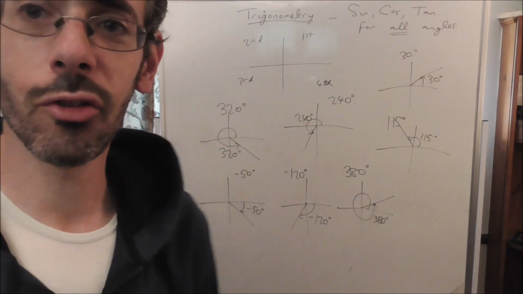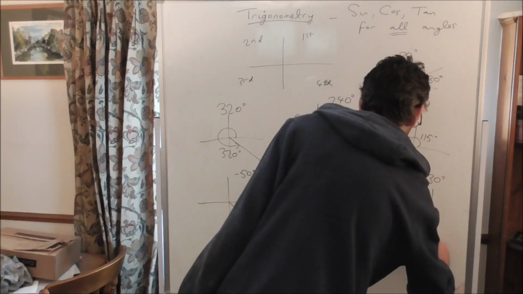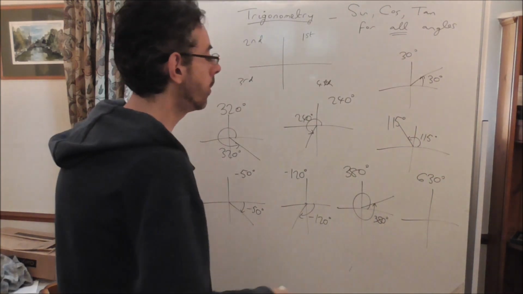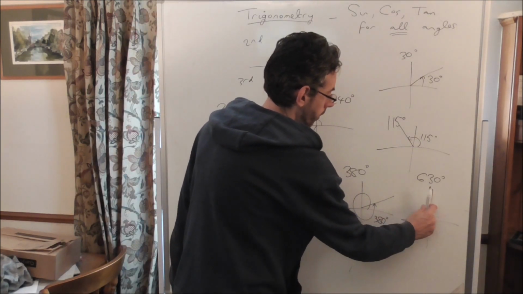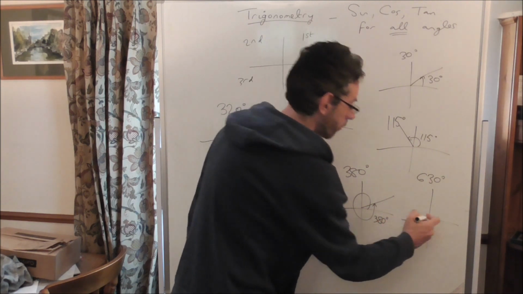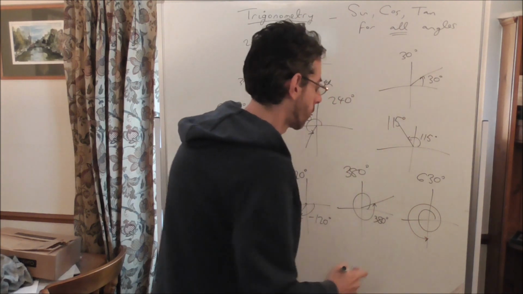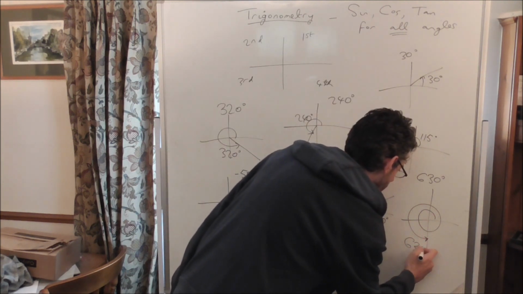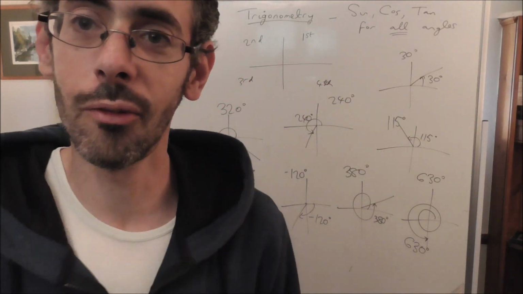Let's just do one more, let's do 630. How would I mark that on the diagram? Well, again, 360 is a full turn, and then that's 450, 540, 630. So it's there. It's exactly 1 3/4 turns round. So I guess I could show it like that. That's 630, 1 3/4 turns round. So that is how you mark angles on this diagram.